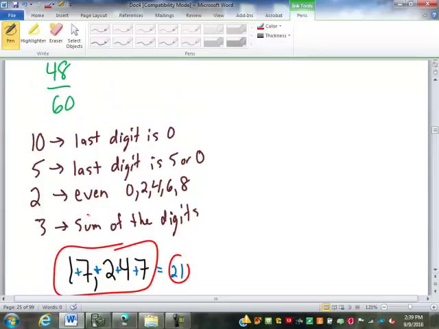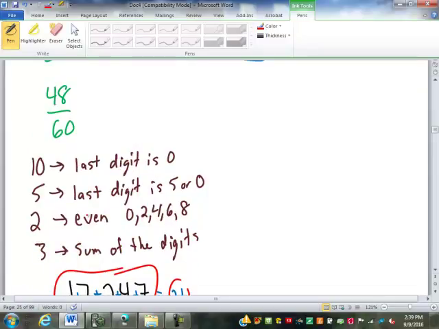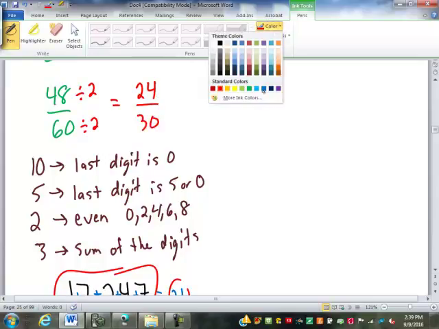So anyway, let's go back up here. To reduce 48 over 60, 48 doesn't end in 0, can't divide it by 10. Doesn't end in 5, can't divide it by 5. But it is even, so I can divide it by 2. So let's go ahead and do it, divide it by 2. 48 divided by 2 is 24. What's 60 divided by 2? 30.